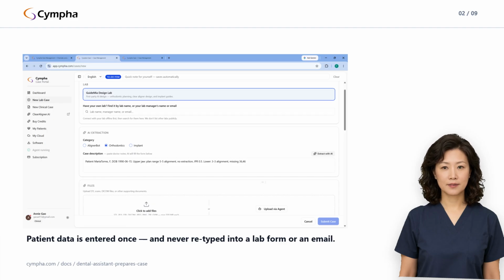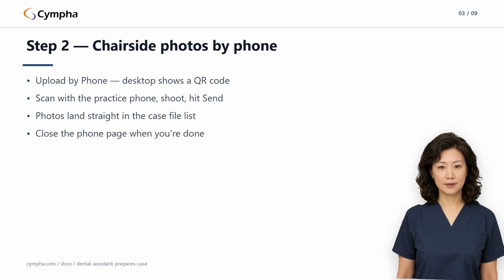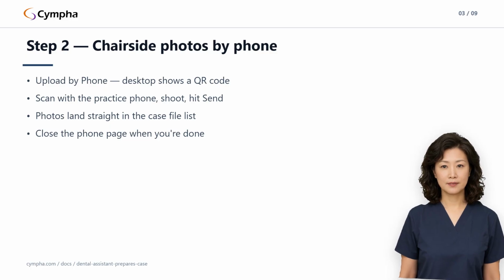The button sits on the File section of the new case page. Click it, and the desktop shows a QR code. Scan that code with the practice phone, and the phone becomes a camera feeding this exact case. Take your photos, hit send, and they land straight in the case file list. No cables, no emailing yourself pictures, no importing from a camera roll. When you're done, close the phone page.